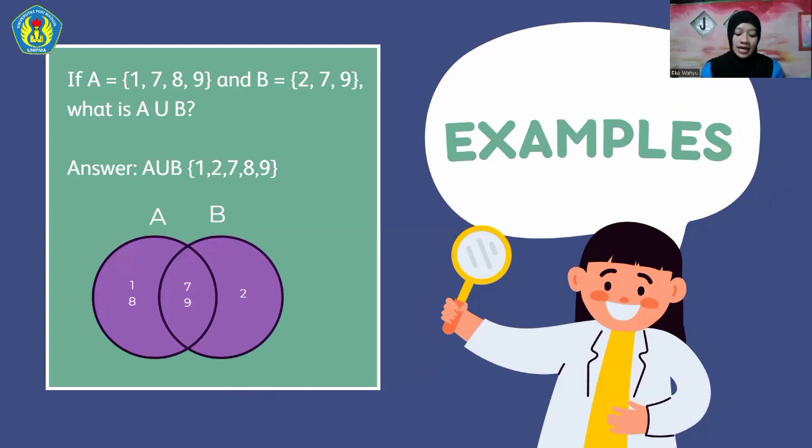Example, if A has elements 1, 7, 8, 9, and B has elements 2, 7, and 9. What is A union B? The answer is A union B is 1, 2, 7, 8, and 9. So you combine both members of A and B.